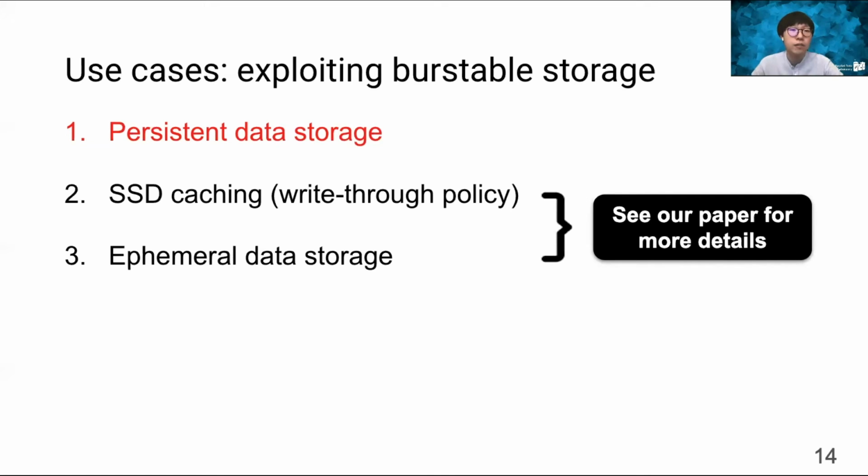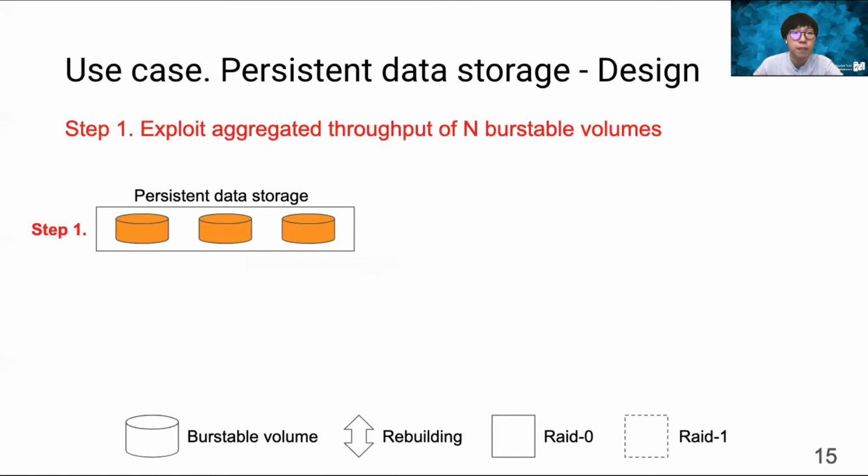In this talk, I'll further explain our prototype design and evaluation of the first use case, persistent data storage. As I mentioned earlier, it is the toughest use case to use our approach because of the data migration process, and the ephemeral data storage is expected to achieve high throughput without any penalty. So please check out our paper to see more details and evaluations of the other two use cases.